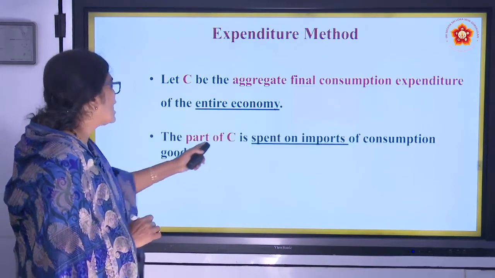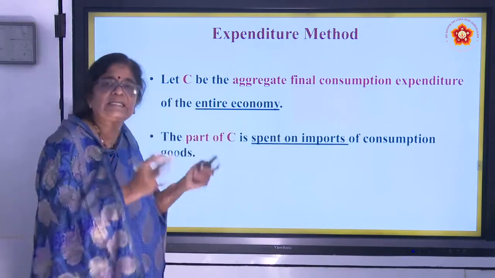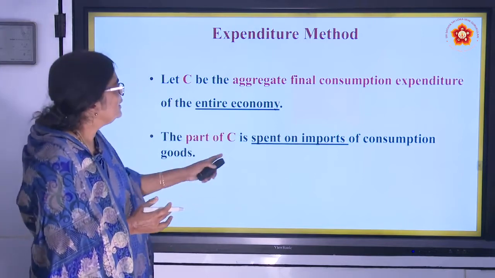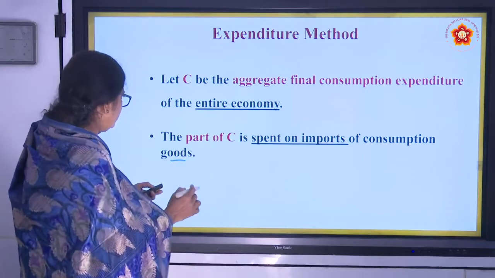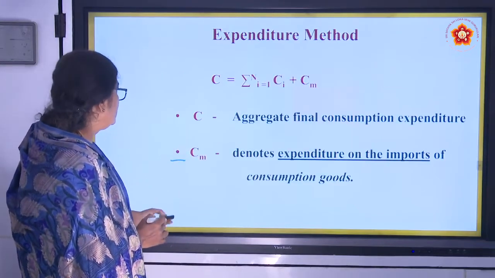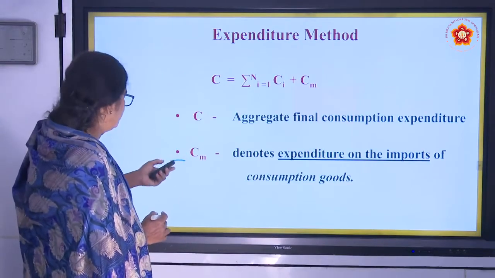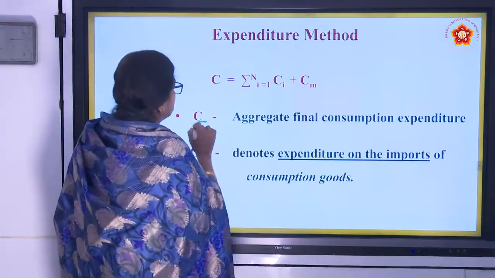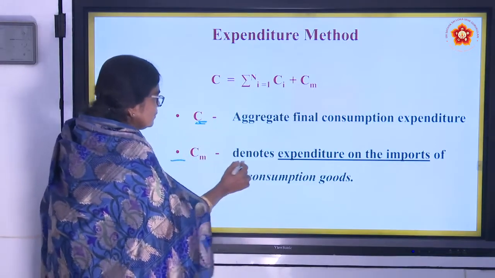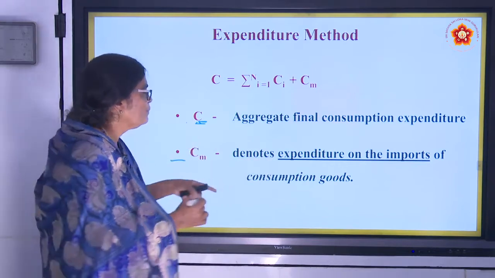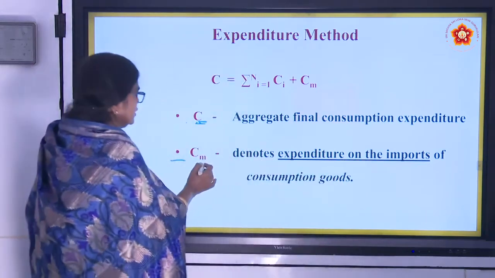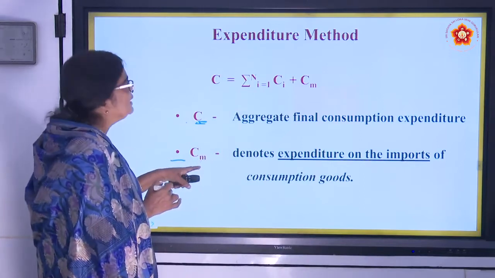And the part of total aggregate final expenditure that is spent on consumption goods will be the aggregate final consumption expenditure, capital C. Then the part of capital C that is spent on imported goods will be denoted by CA.